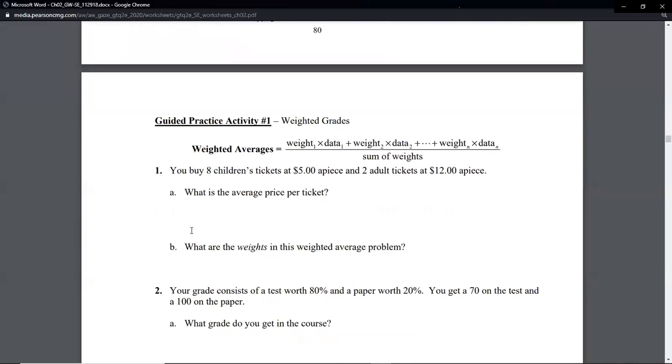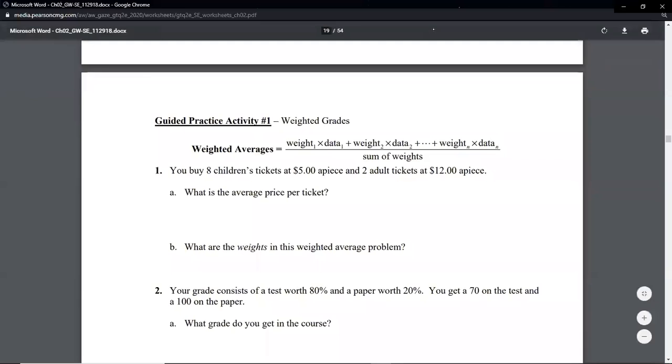All right, so guided activity 1, we're gonna complete this together. They put the weighted average formula in front of you again, and I will remind you one more time: this has to be memorized. It's not like you're memorizing some giant formula. It's more of a concept.